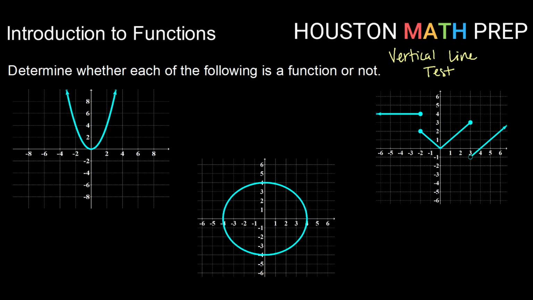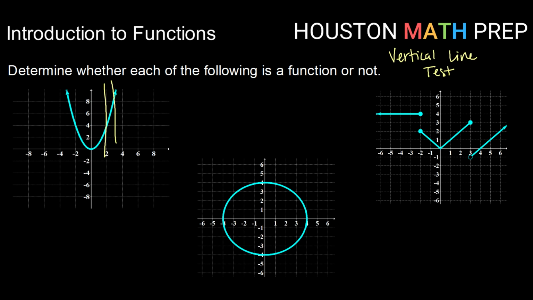And so the way that the test works is along your graph, you're going to take vertical lines and you're going to check. So imagine taking a vertical line and passing it through your whole graph. If there is anywhere that you could draw a vertical line that would touch your graph more than once, then that graph would fail the vertical line test and it would not be a function.